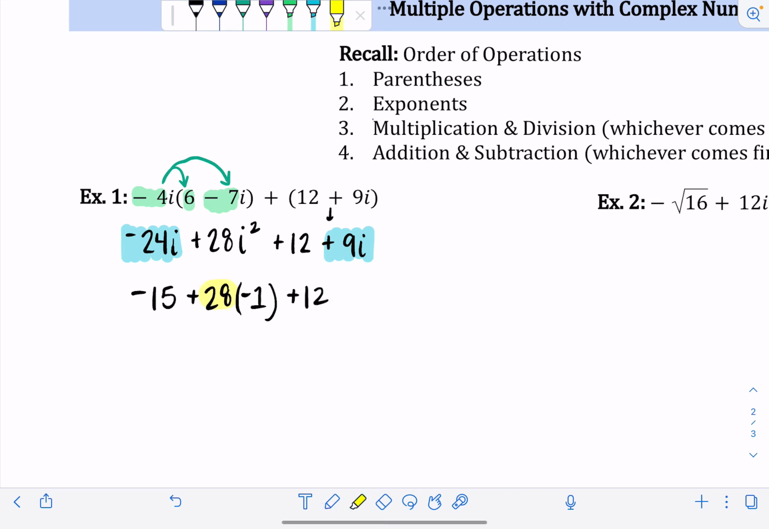I'm going to go ahead and multiply these two together now. So negative 15. 28 times negative 1 is negative 28. And then plus 12. I forgot my i on the 15 a few steps ago. I'll go back and explain that again. When I combined the negative 24i and the 9i, I put the negative 15, but I forgot the i. So there should be an i there and here. I'm sorry, I left it off initially.